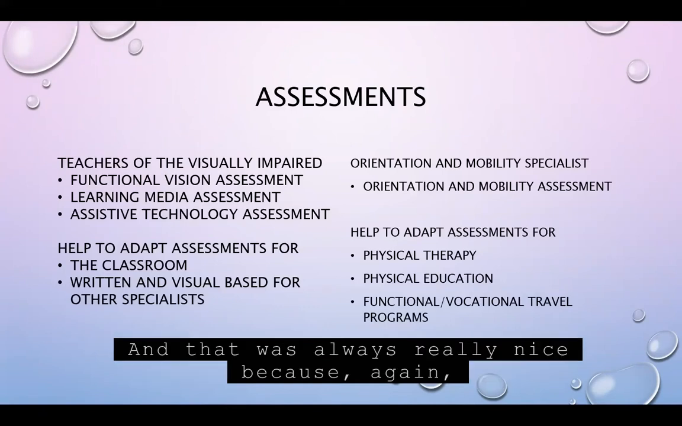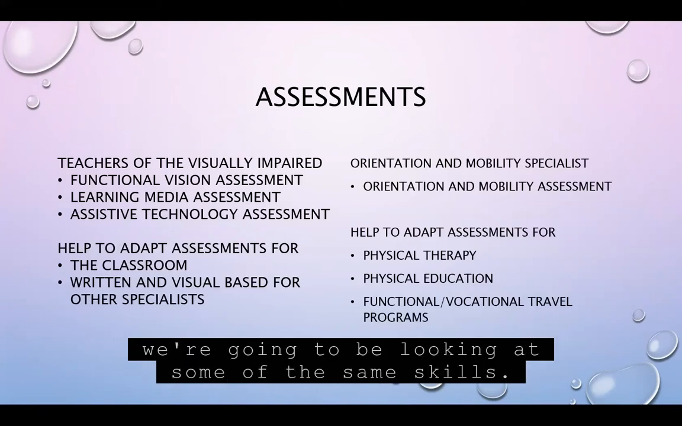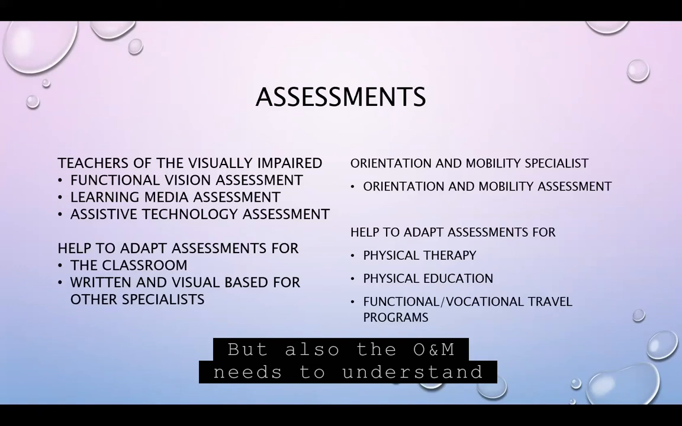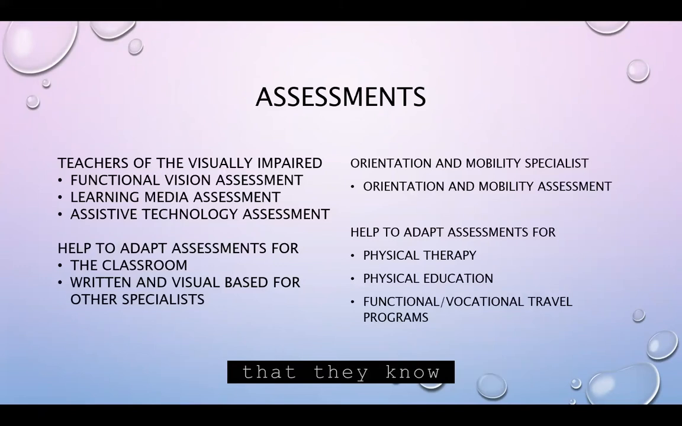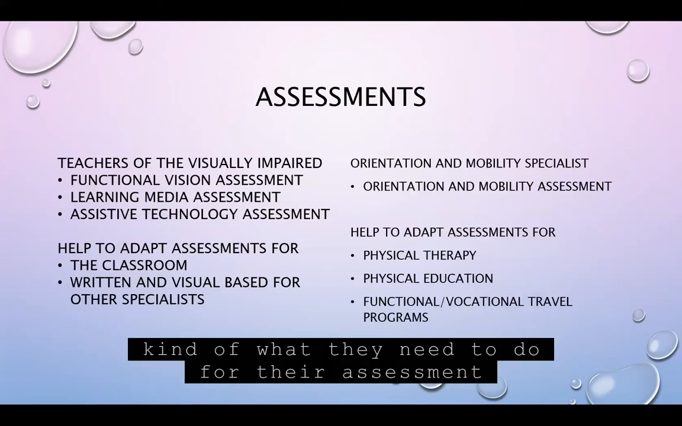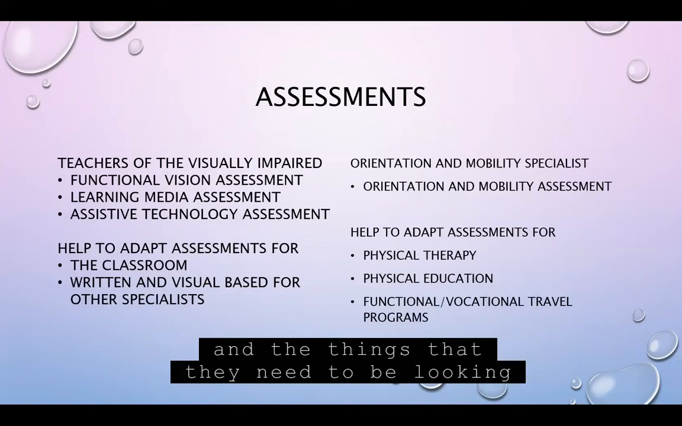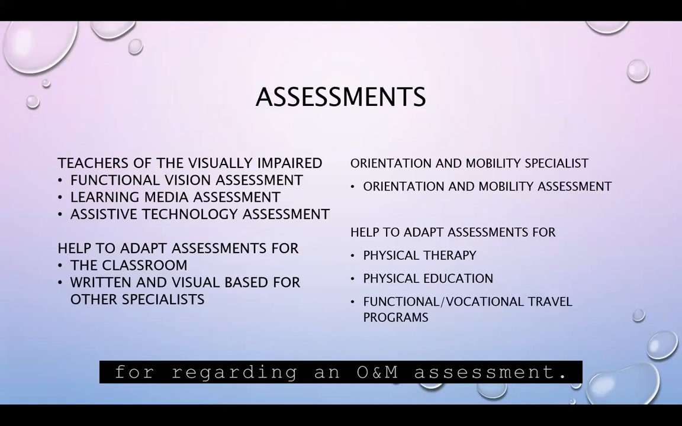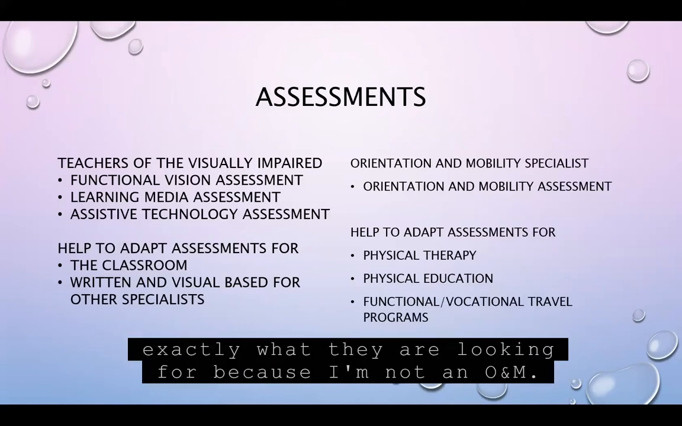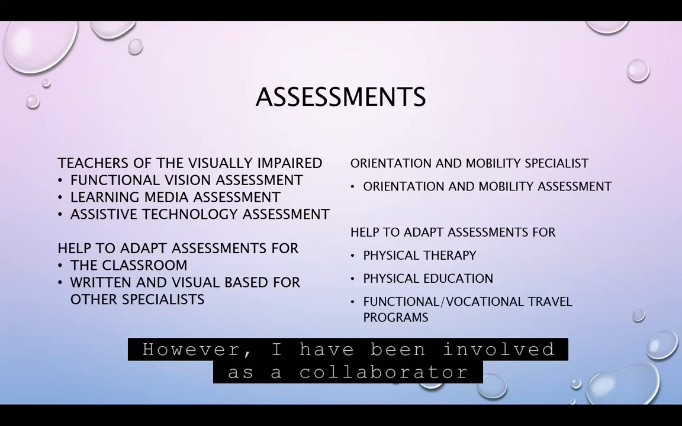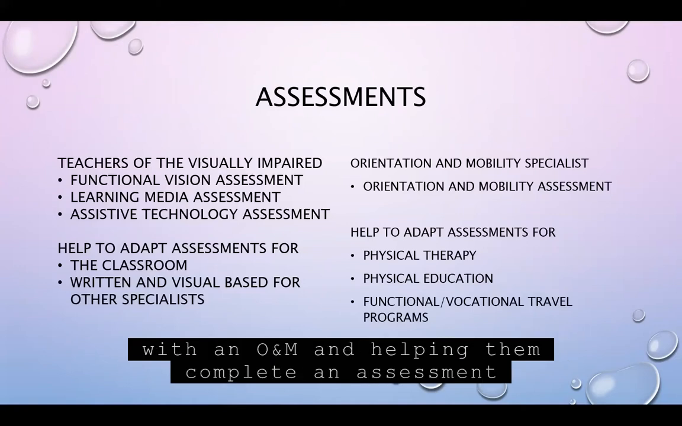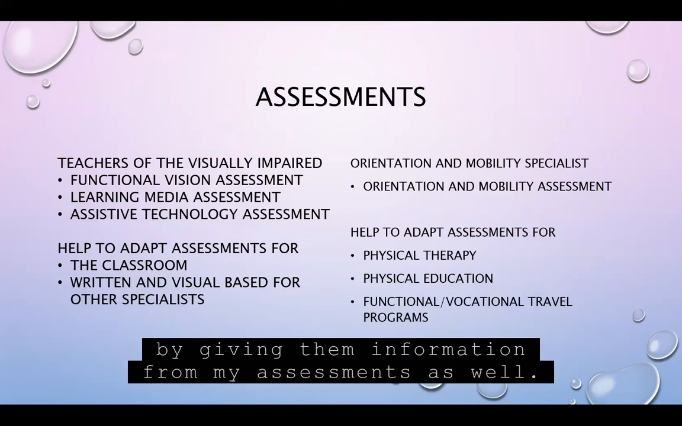And that was always really nice because, again, we're going to be looking at some of the same skills, but also the O&M needs to understand the level of functional vision that the student has, so that they know what they need to do for their assessment, and the things that they need to be looking for regarding an O&M assessment. Something that as a TVI, I don't know exactly what they're looking for because I'm not an O&M. I've never had to conduct an O&M assessment. However, I have been involved as a collaborator with an O&M, helping them complete an assessment by giving them information from my assessments as well.